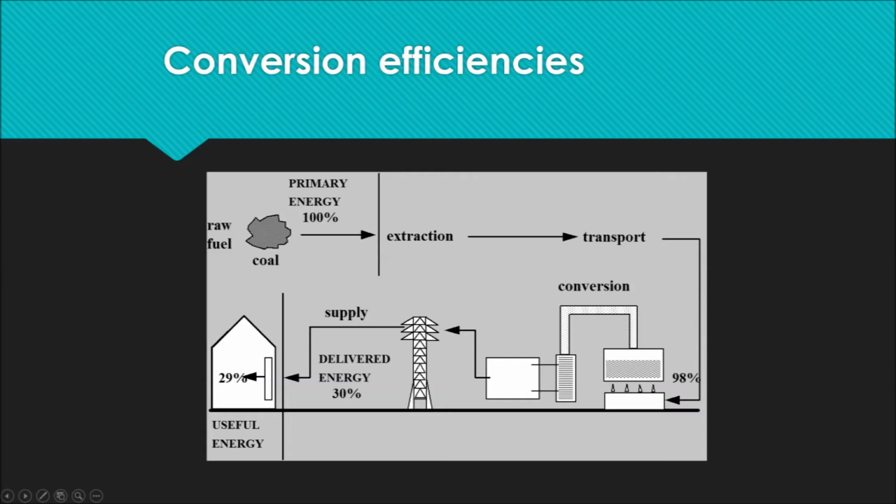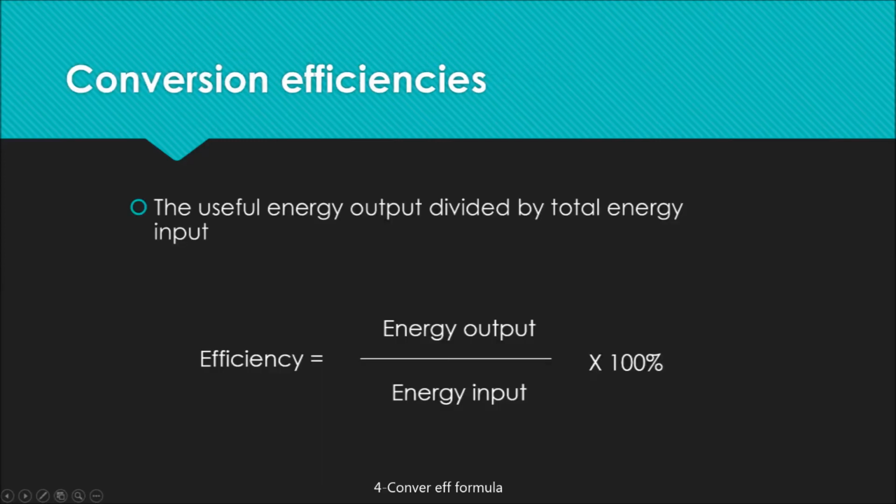And then finally, the energy that is supplied to the appliances in your homes, already about 29% of it is lost from the conversion of the electrical energy to useful energy. Useful energy means that you get the light, you get the cooling from air conditioning, you get the movement of escalators. These are useful energy. So the conversion efficiency of the system can be shown by this formula, that is the useful energy output divided by total energy input. So you get the efficiency.